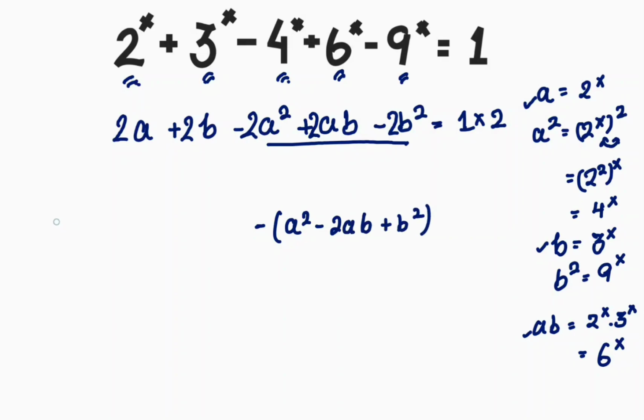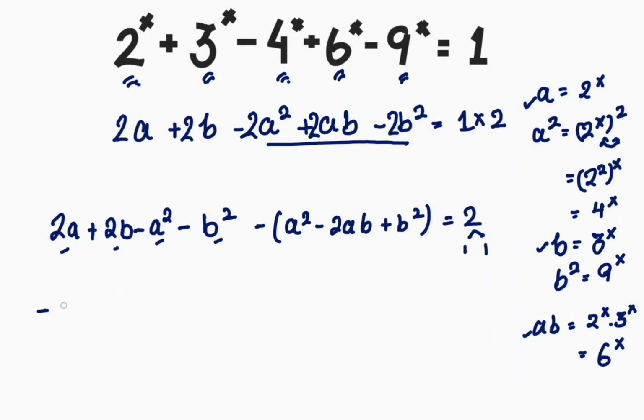Let's write the rest of the values like 2a plus 2b. Also a square and b square is left. So minus a square minus b square equal to 2. I can see another pattern like a square, 2a and 1 can be here. And similarly b square, 2b and 1.